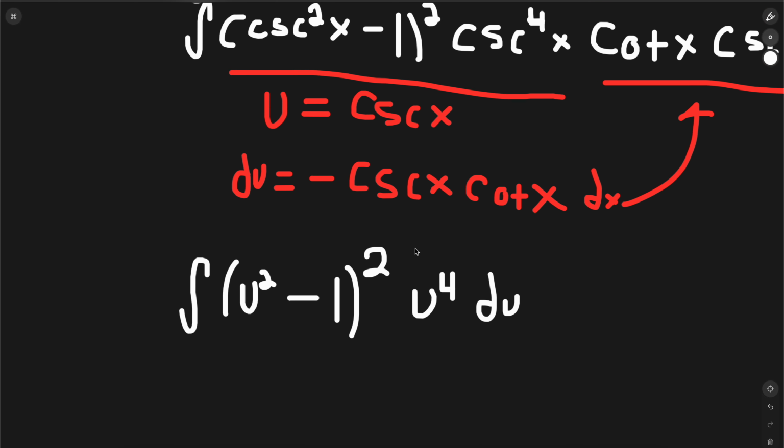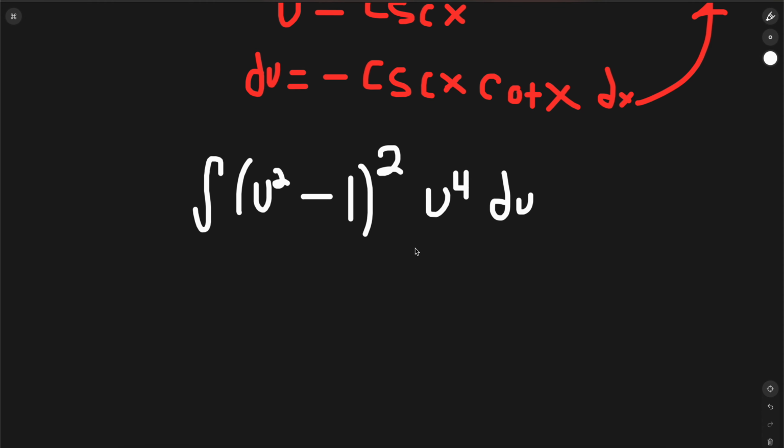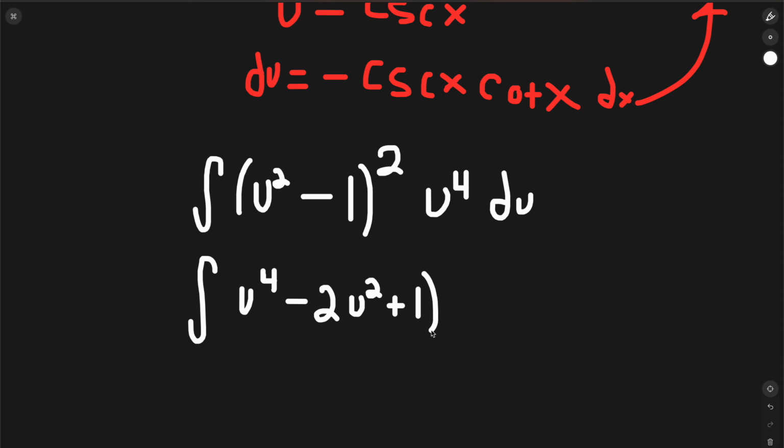So now this is just some simple little algebra, and then we can do a substitution after we take the integral. We're going to have to first FOIL this, and then distribute our u to the 4th. So let's FOIL out the u squared minus 1. That's going to be u to the 4th, right? Hopefully you're pretty good at FOILing at this point. Minus 2u squared plus 1, right? And that's going to be all times u to the 4th.